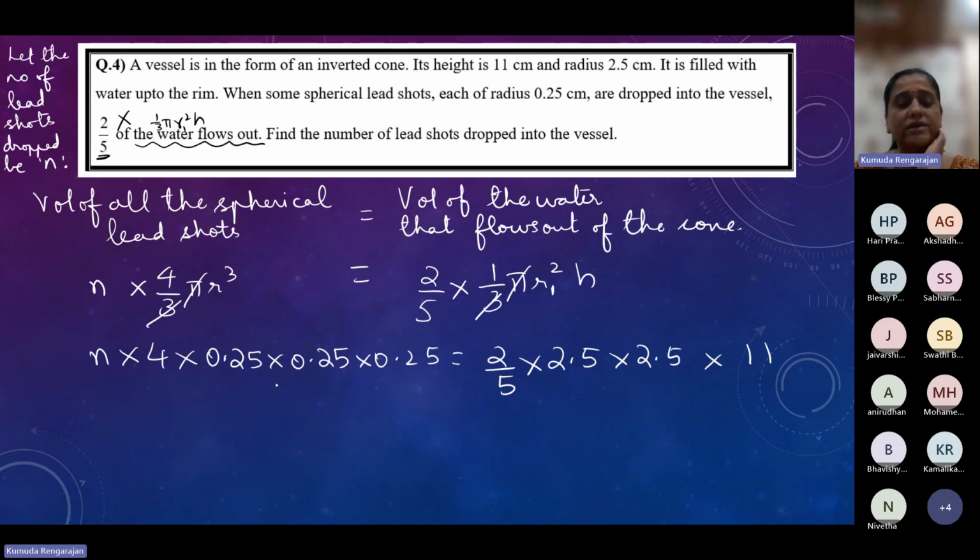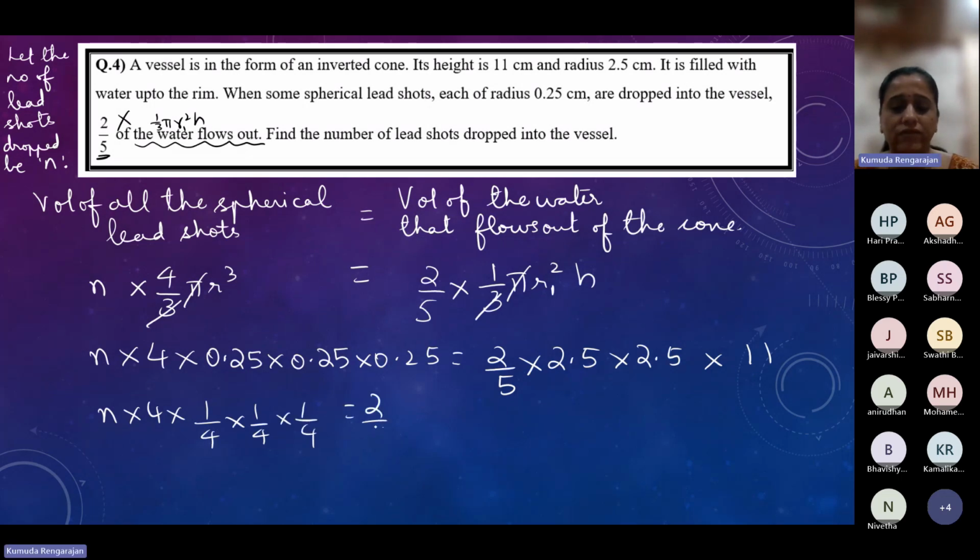If you want, you can take 0.25 as 25 by 100, which is 1 by 4. In the next step, you can write 0.25 as 1 by 4, because 25 by 100 simplifies to 1 by 4. Please understand 0.25 is 25 by 100, which simplifies to 1 by 4.